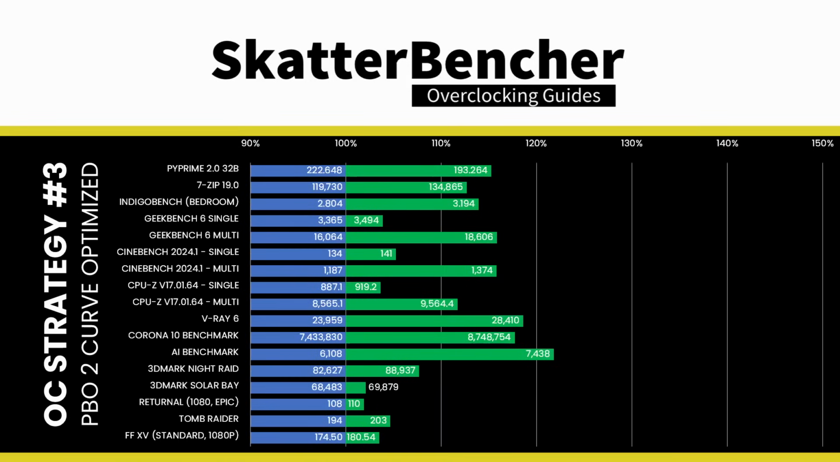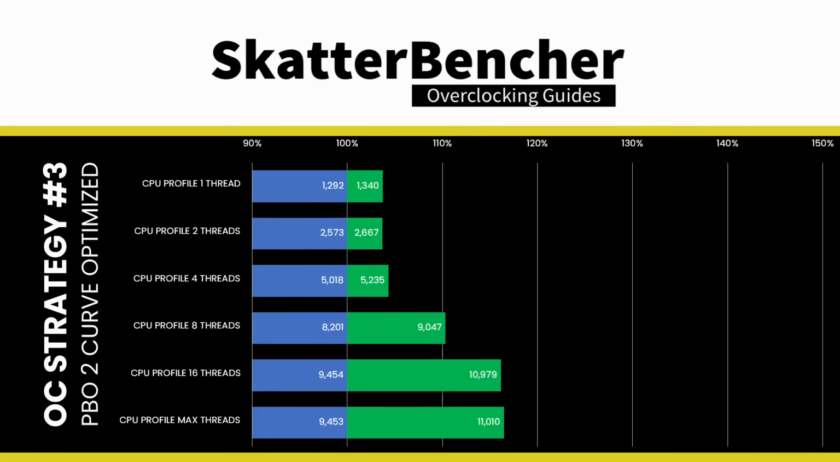We reran the benchmarks and checked the performance increase compared to the default operation. Undervolting with Curve Optimizer is a Ryzen overclocker's best friend and has been for a very long time.